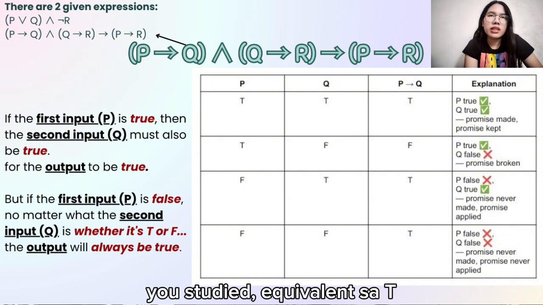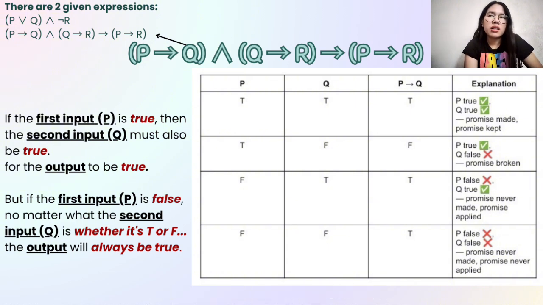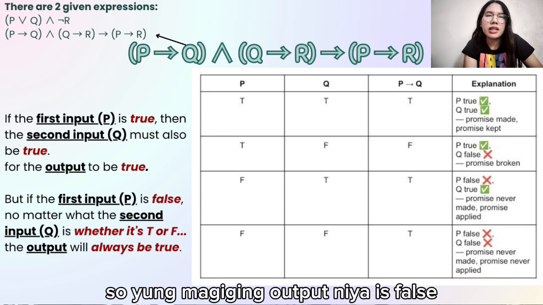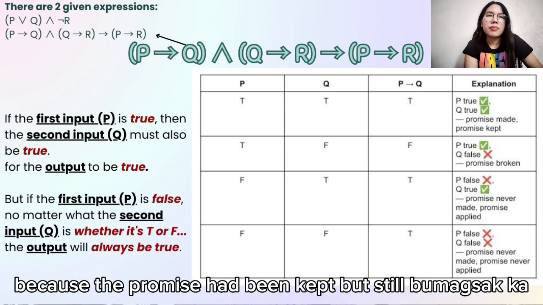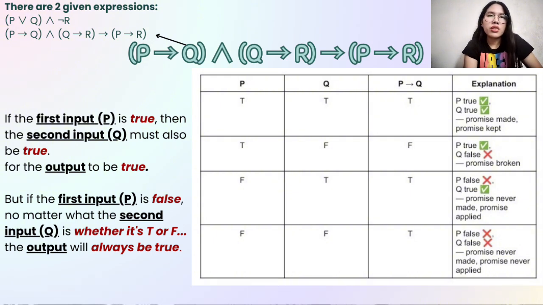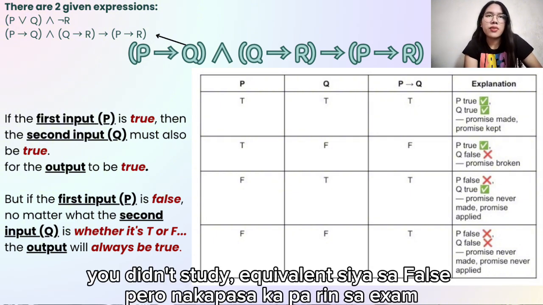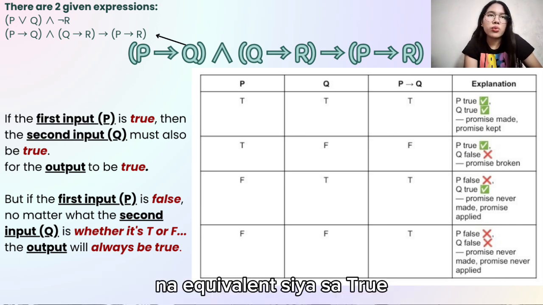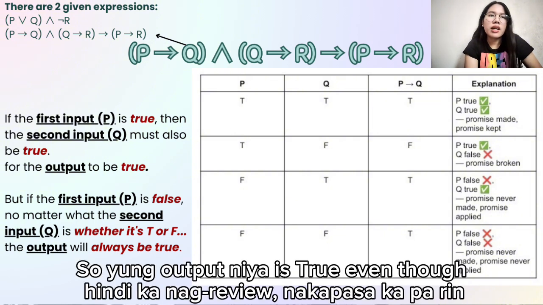Next, you studied, equivalent sa T. Kaso, you failed the exam. So, yung magiging output niya is false because the promise had been kept but still bumagsak ka. Next, you didn't study. Equivalent siya sa false. Pero, nakapasa ka pa rin sa exam. Na equivalent siya sa true. So, yung output niya is true even though hindi ka nag-review, nakapasa ka pa rin.